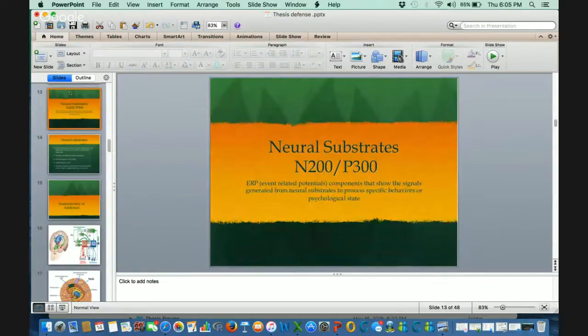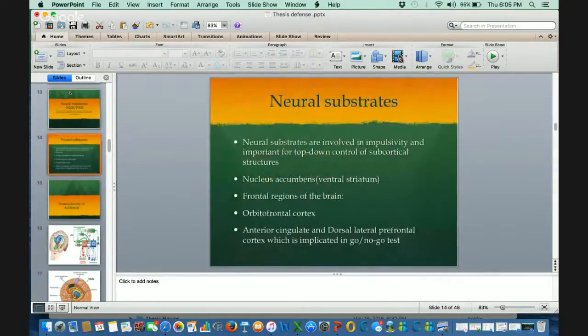We use this test in order to monitor neurosubstrates. And the primary area that we'll be focused on, with what I would call event-related potentials, or ERPs, is the N200 and P3 complex, which are components located in regions near executive function. Response inhibition. The neurosubstrates involved in impulsivity and important for top-down control.